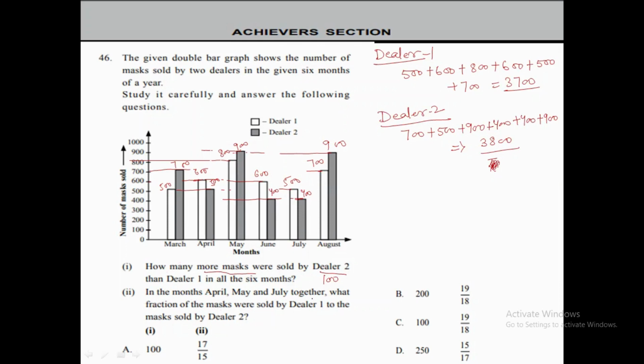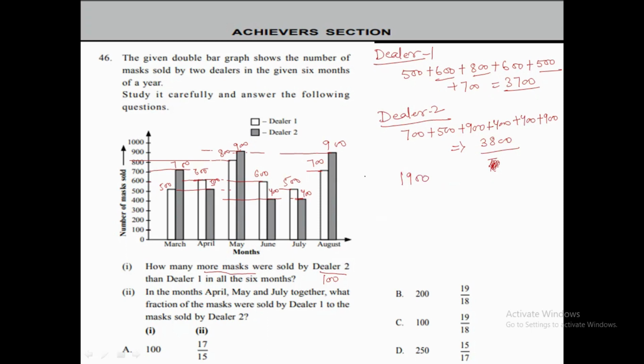Now in the months of April, May and July together, what fraction of the masks were sold by dealer 1 to the masks sold by dealer 2? Okay, so first we will calculate the number of masks sold by both of them in the months of April, May and July. For dealer 1, April is 600. Then we take May, which is 800. Then we take July, which is 500. So that equals 600 plus 800 is 1400, 1400 plus 500 equals 1900.